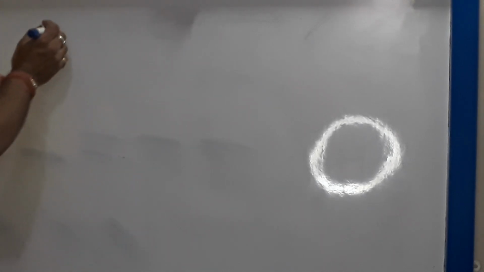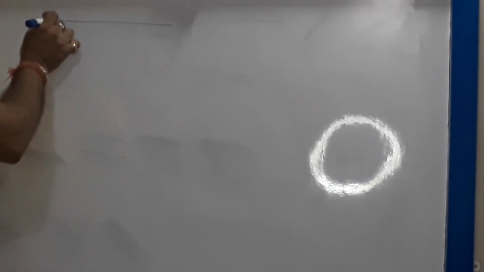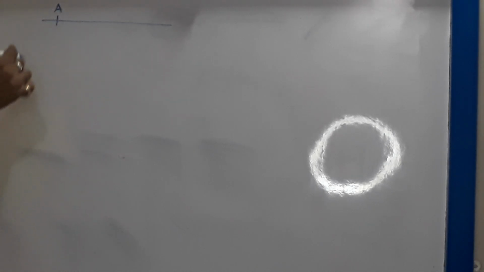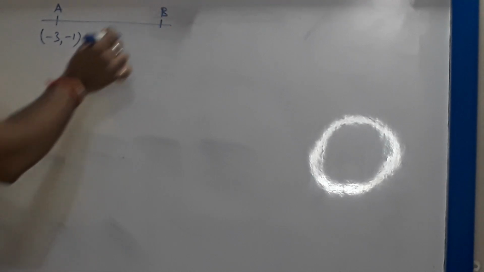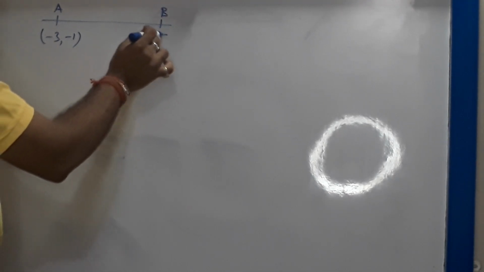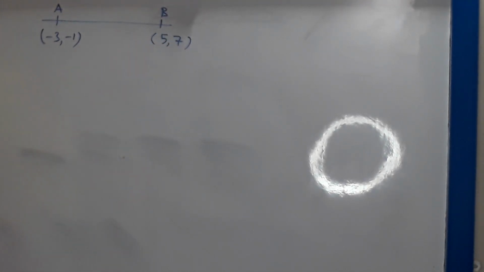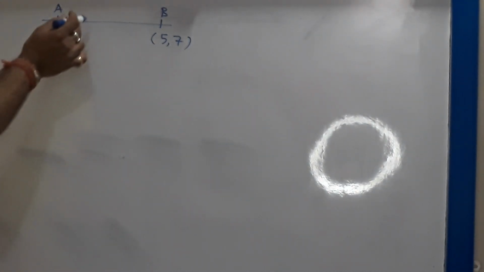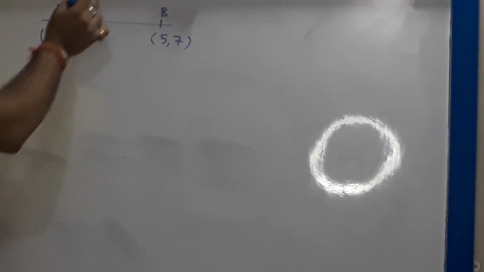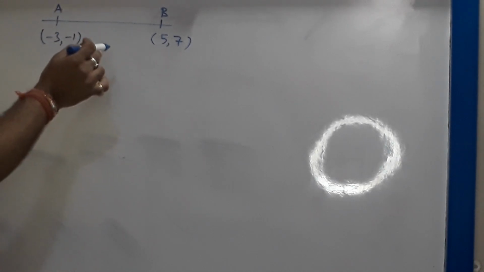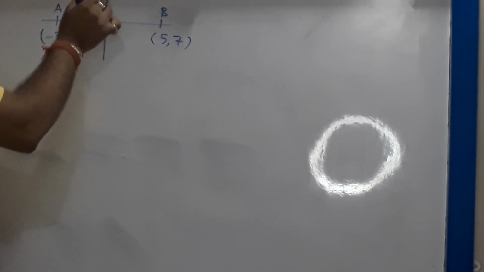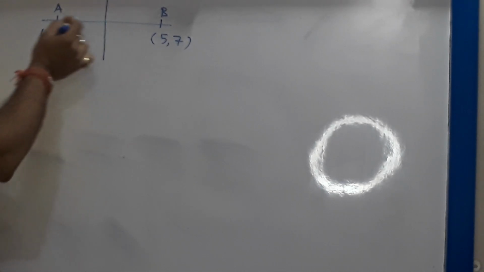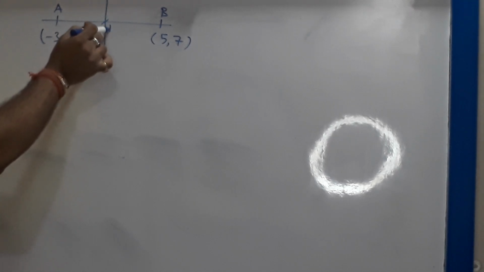A and B are two points. A(-3, -1), B(5, 7). Correct? Then it is asked, find the ratio in which the line x is equal to 2 divides AB.